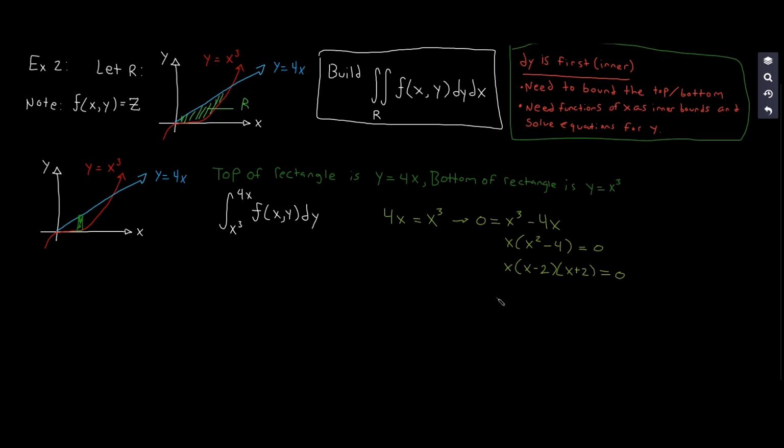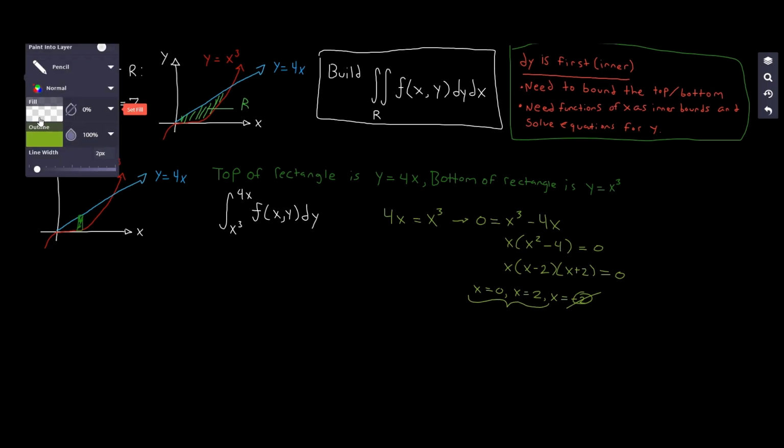Then there are 3 different answers that we get from this. The first one is x equals 0. The second one is x equals 2. And the third one is x equals negative 2. But since we're in the first quadrant here, we know that x equals negative 2 can't be the case. So it has to be these two.